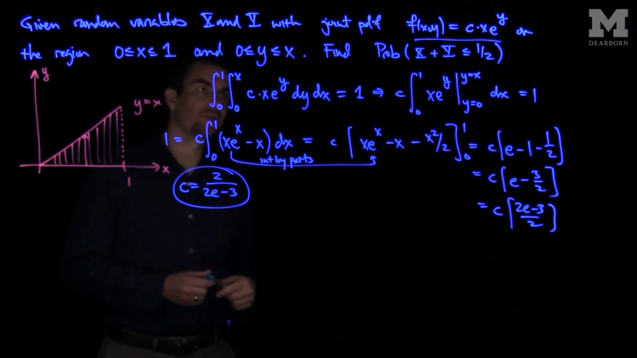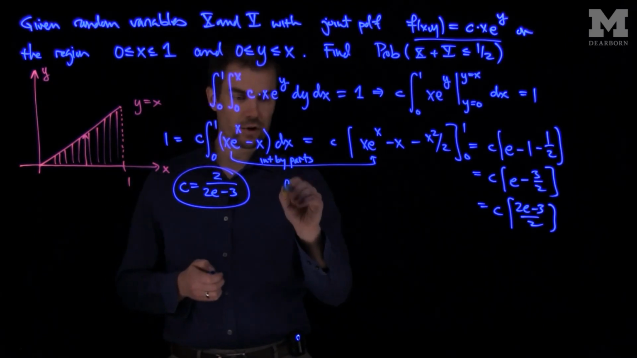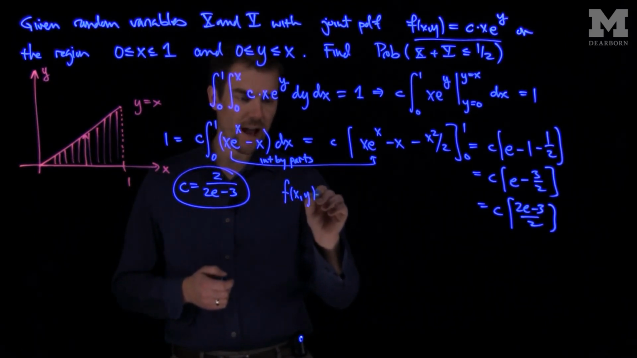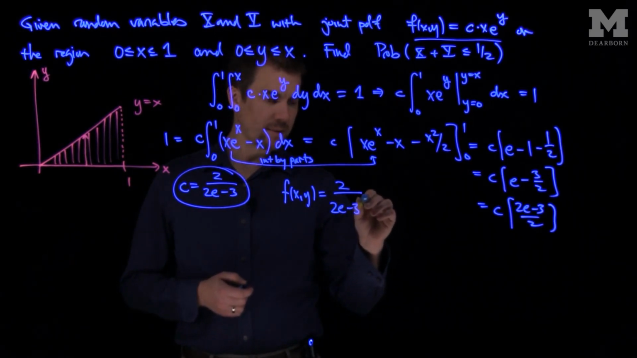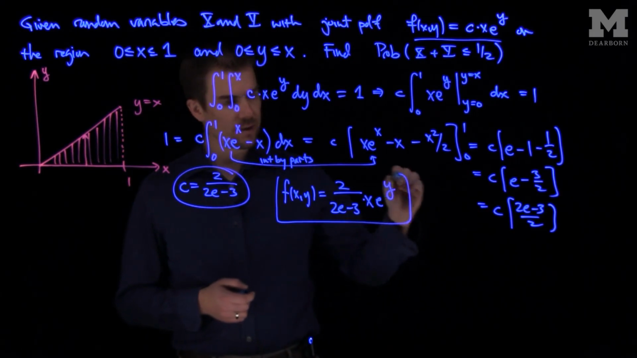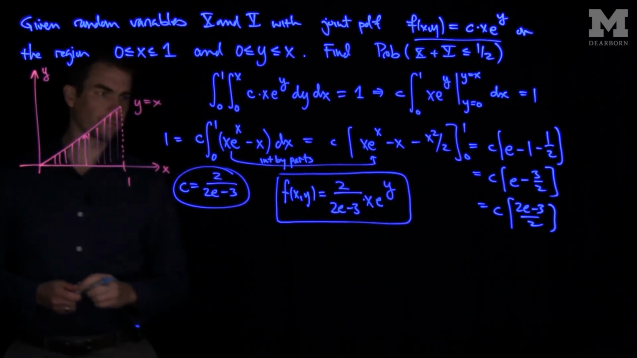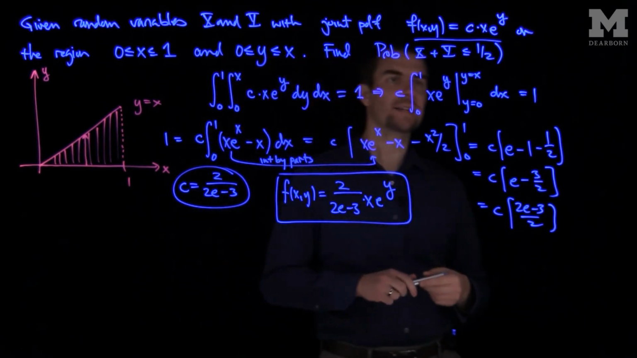Now we know the exact form of the probability density function. My probability density function, f of x,y, is exactly equal to 2 over 2e minus 3 times x times e to the y on our region. So that is our probability density function. And so what we'd like to do now is find the probability that x plus y is less than or equal to 1/2.